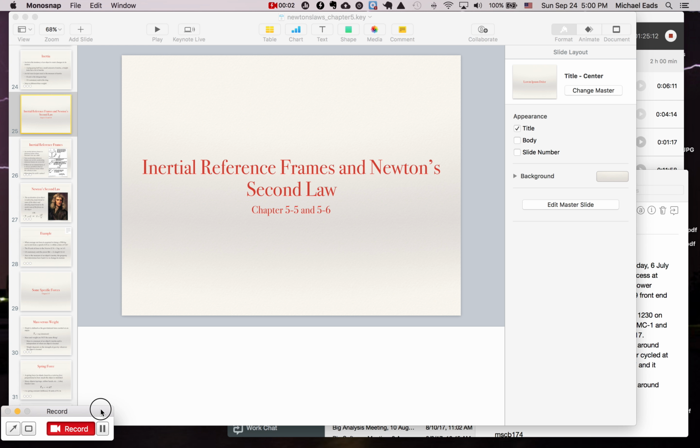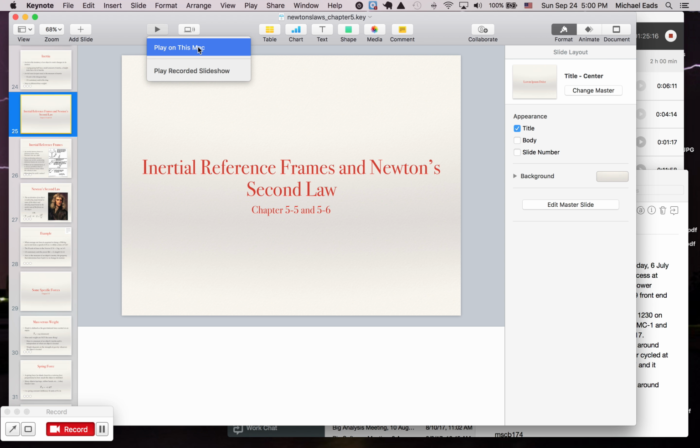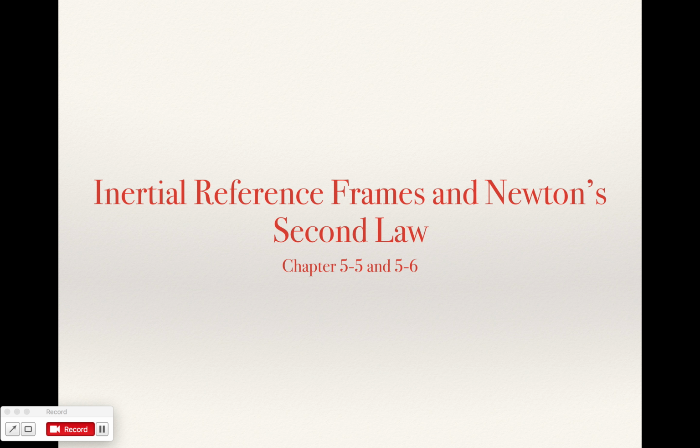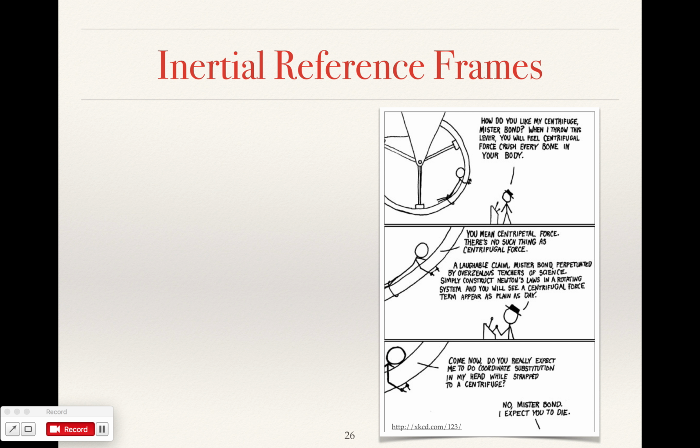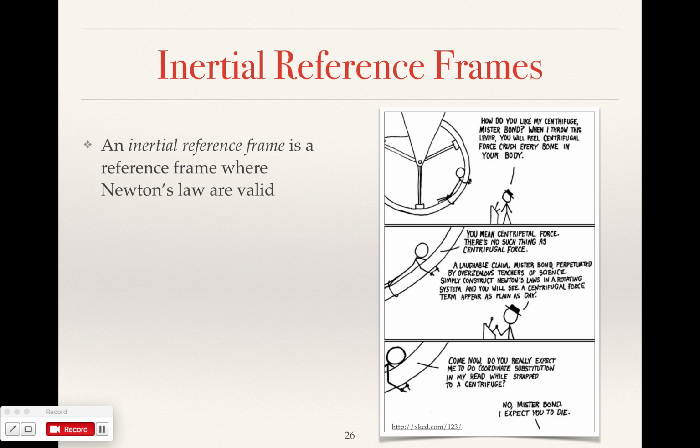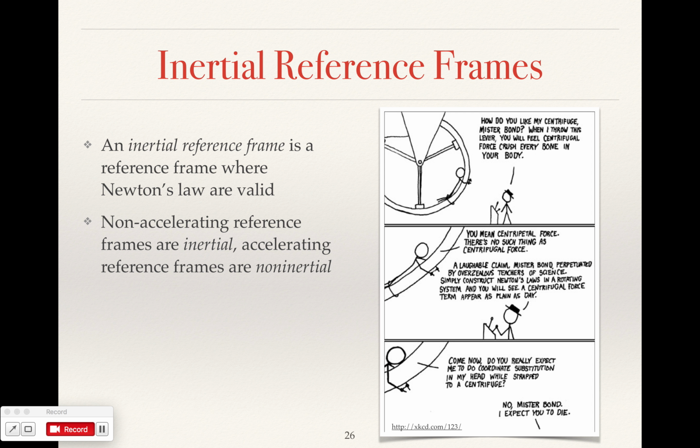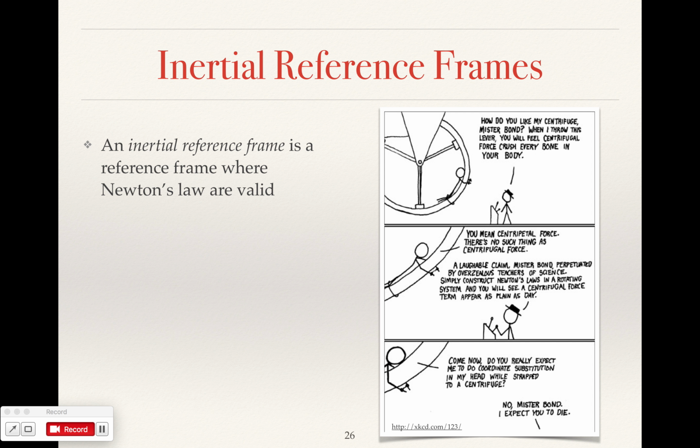In this video, we're going to talk about inertial reference frames and Newton's second law, which is covered in chapters 5.5 and 5.6 in the textbook. Okay, so first off, inertial reference frames. An inertial reference frame is a reference frame where Newton's laws are valid. Which may seem like a strange thing to think about, but here is a good example of this.